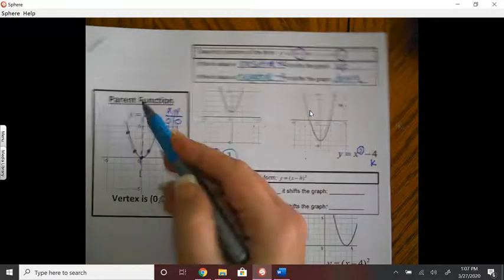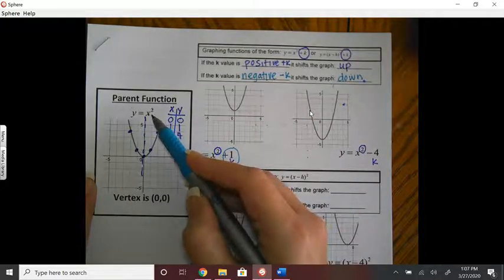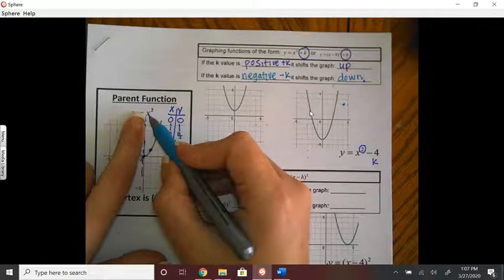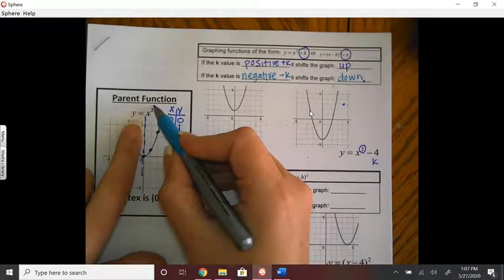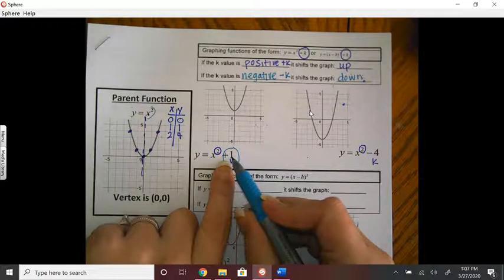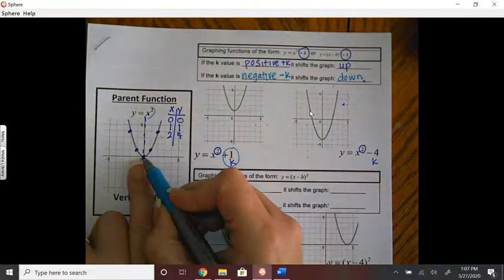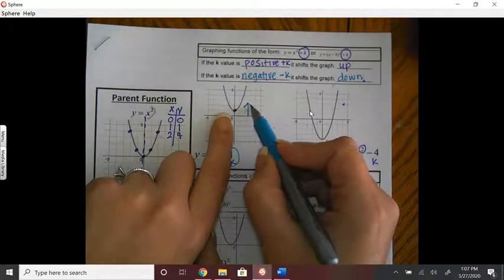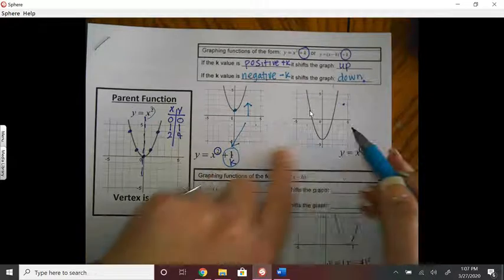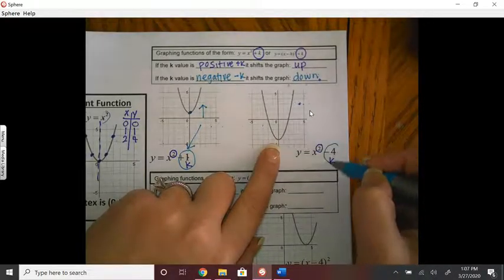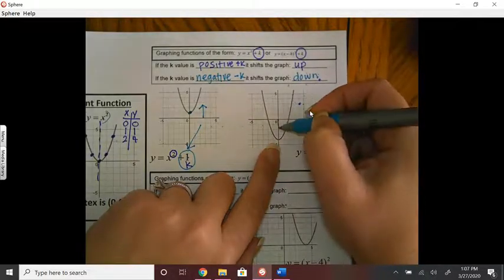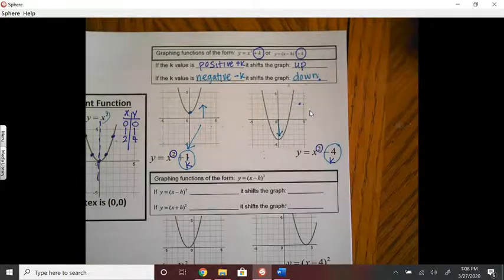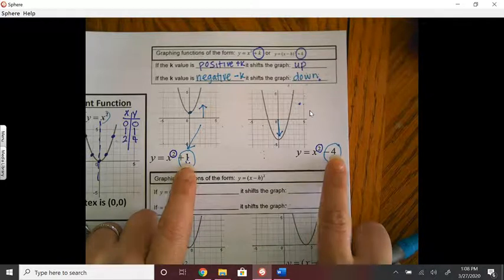This is called the parent function. Think of it like it's very basic. It doesn't have any numbers other than the x squared. So if we take the parent function and add 1 to it, you can see that instead of having a vertex at 0, 0, it moved up 1. And then this graph right here, the k value was negative 4, and you could see that it moved the graph down 4. So that's what the number at the end does.